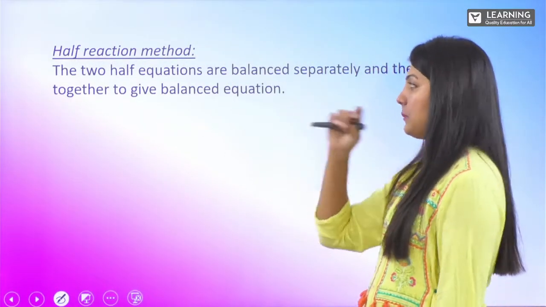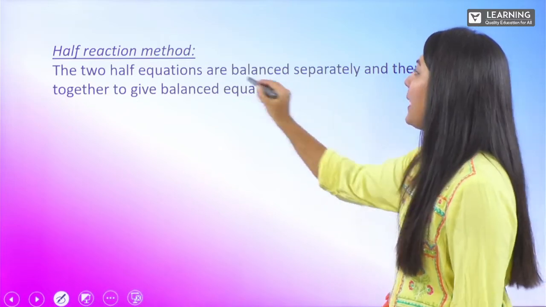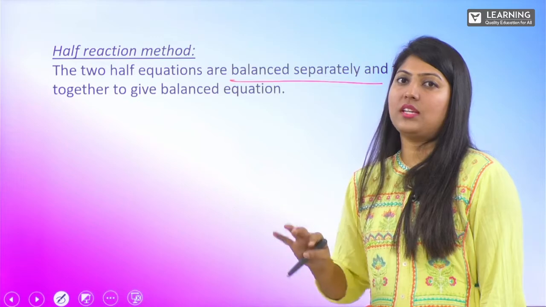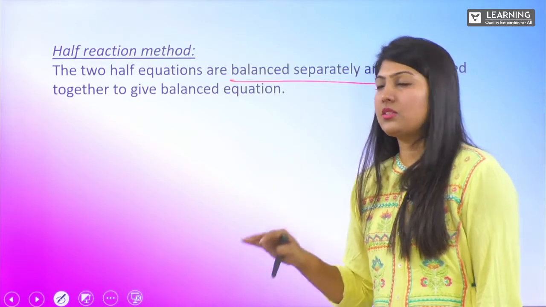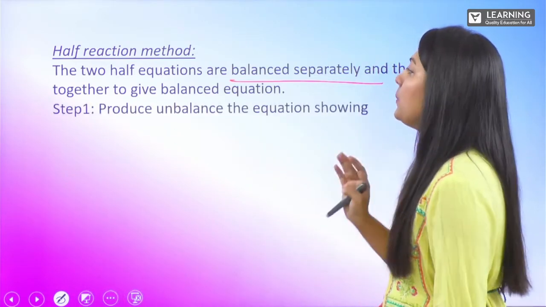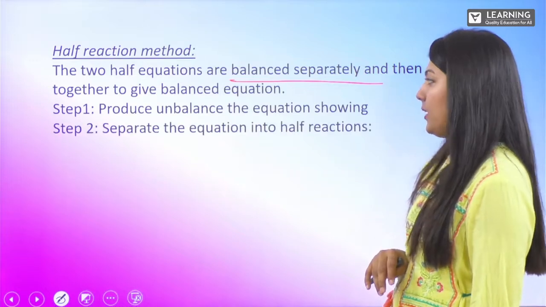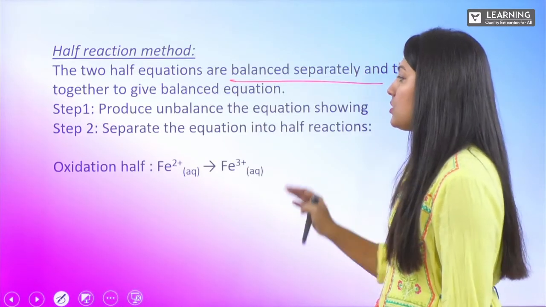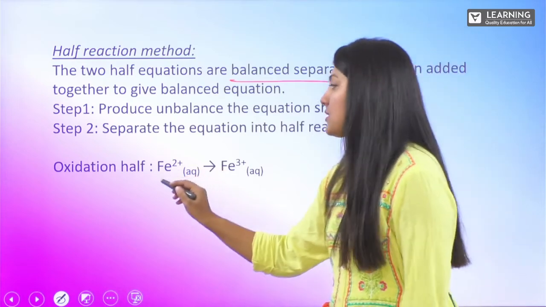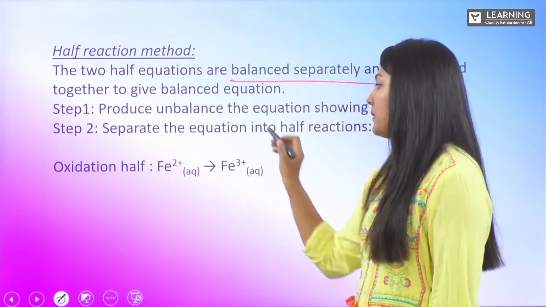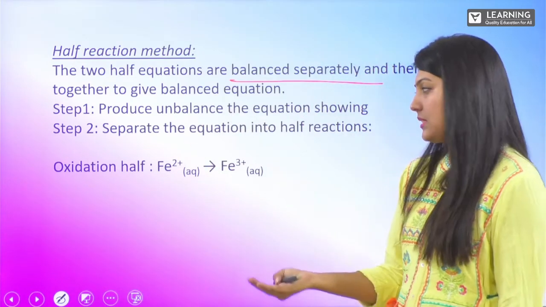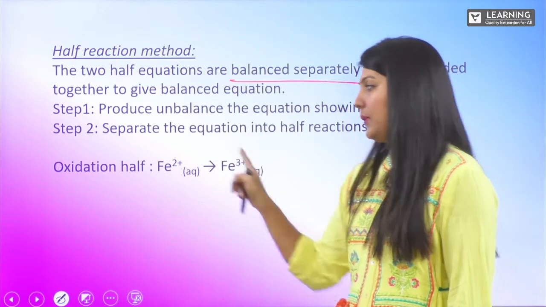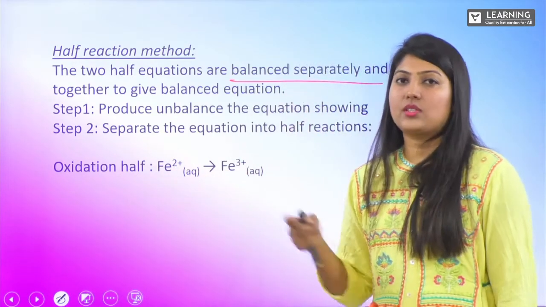So the half reaction method, as I said, we need to balance it separately. We need to take the half reaction of the oxidation reaction and the half reaction of the reduction reaction, and then balance. Produce the unbalanced equation, then separate the equation into half reactions. So in the half reaction, this is the Fe2+, which is getting converted into Fe3+. So Fe2+ to Fe3+, an increase in oxidation number, it is undergoing oxidation, loss of electron.